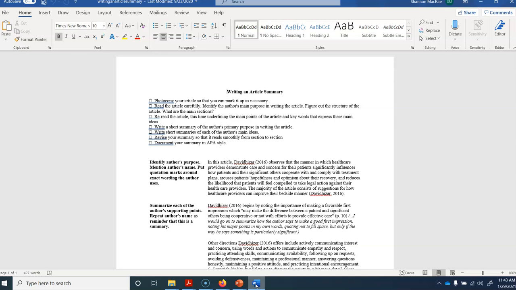Take a look at the structure of the article as well. Okay, what are the main sections? Some articles or chapters may have subheadings to help guide you through the main sections, others may not. Okay, so take a look at that.